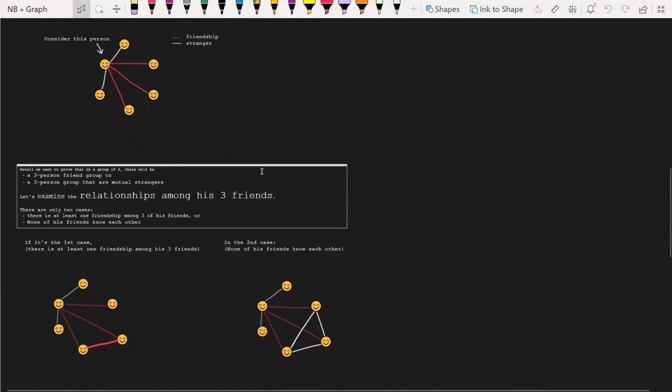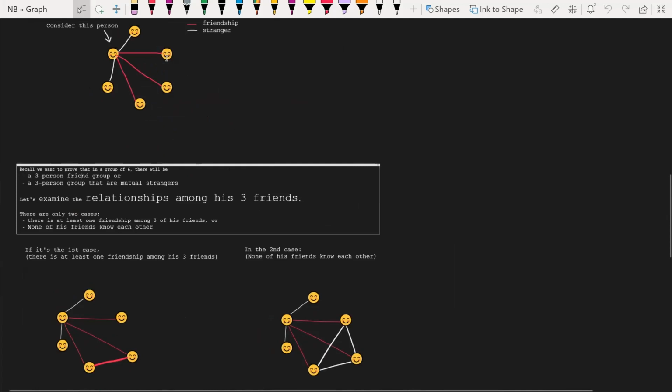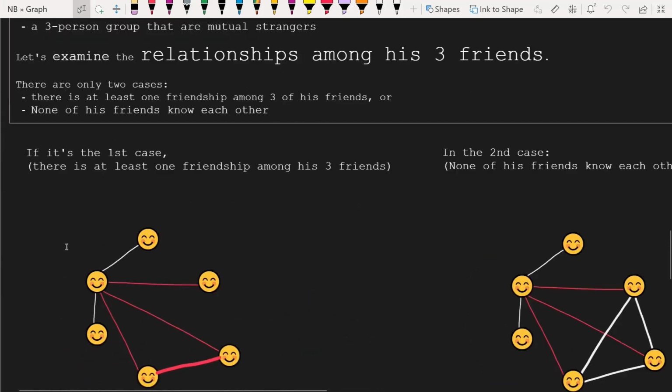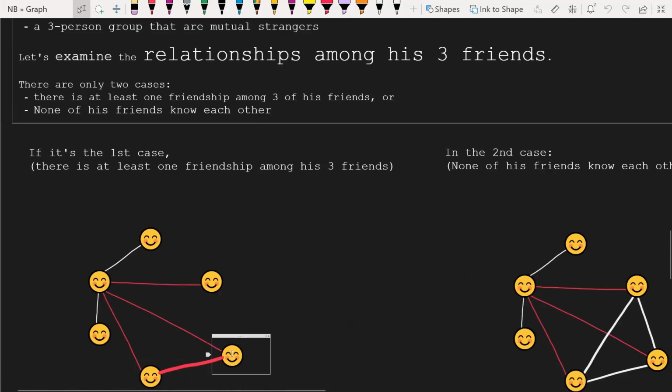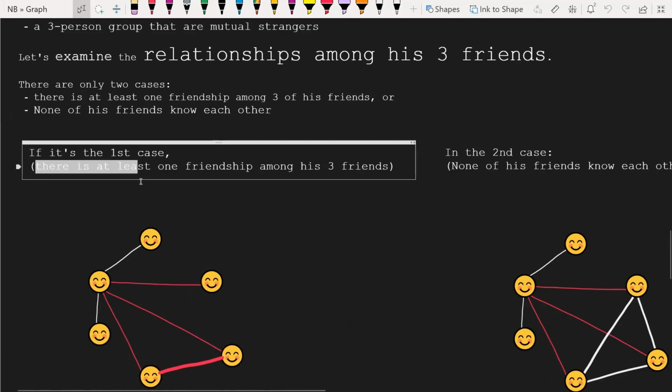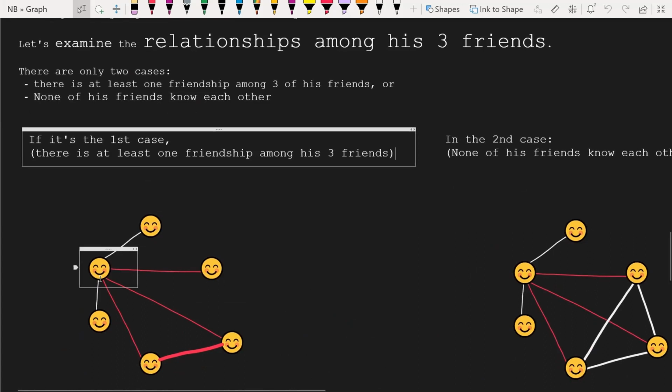and now we can see that when considering the relationships among these 3 people, these 3 friends of his, there are only 2 cases. The first case is there is at least one friendship among his friends. So it's either here, there's a friendship here, or there is a friendship here, or there are friendships in both of these pairs of people. In either case, there is at least one friendship among his 3 friends. So what this gives us is a red triangle, like we hoped, right?